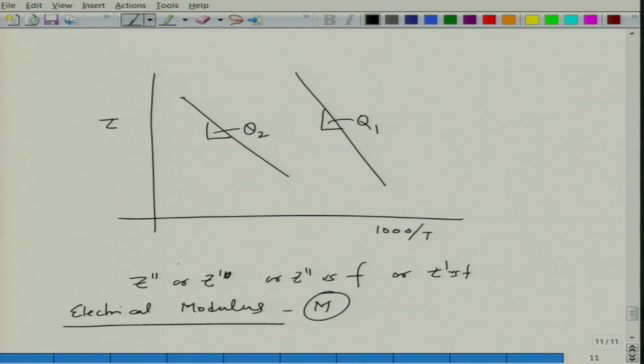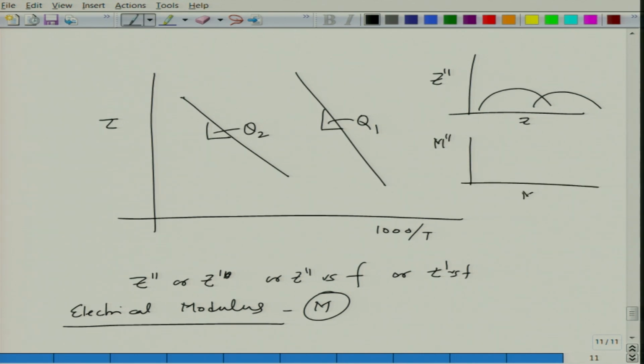The problem with Z double prime is that the high frequency contribution in the impedance spectra is often little subdued when you plot Z double prime versus Z. But when you make measurements of M double prime versus M prime, the high frequency contributions are more explicit than the low frequency contribution, and this is because of the correlation between the two properties. So, you measure impedance, you analyze electrical modulus from impedance, do a temperature dependent analysis and find out the contribution from entities such as grains, grain boundaries, and find out the difference between the two.